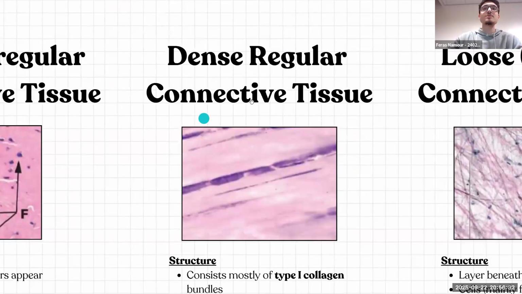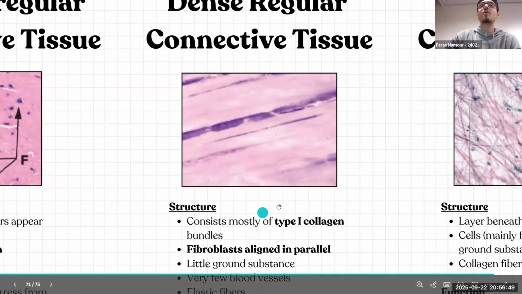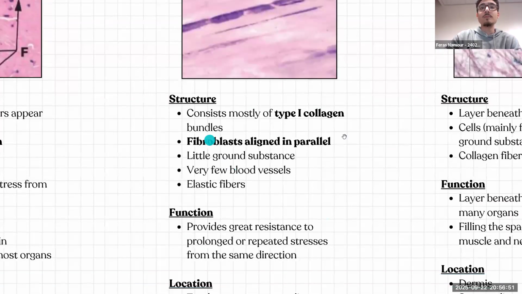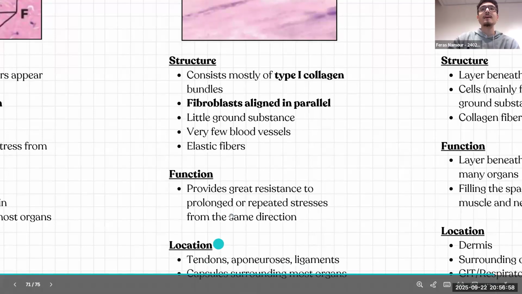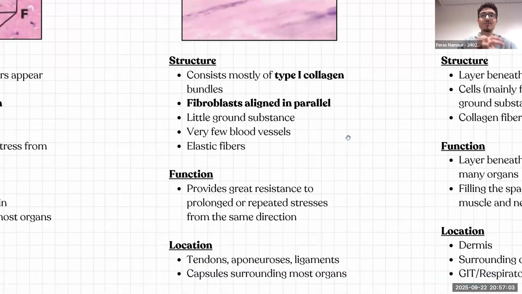Dense regular connective tissue is the same story, but now we have an orientation. All of these fibroblasts are aligned in parallel and they're secreting this collagen in parallel. It's going to be the strong parallel connective tissue. And it's mainly collagen type 1, right? They're aligned in parallel and it's going to provide great resistance in the same singular direction. So, for example, tendons, aponeuroses, ligaments where I need that stress control and protection in a direction.